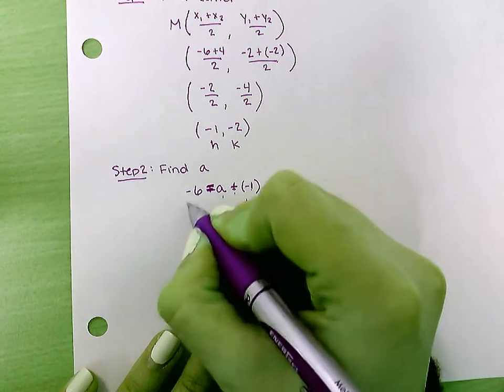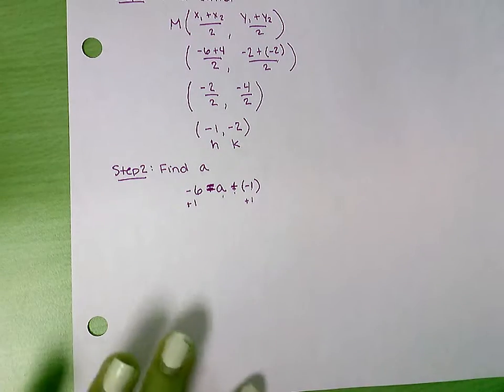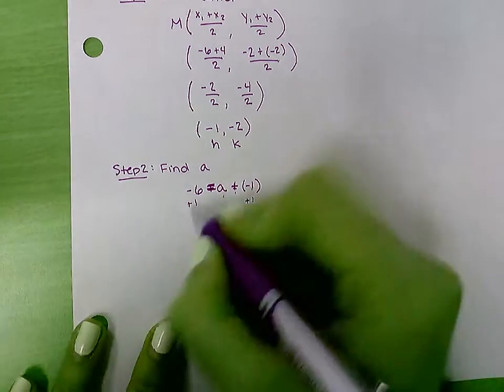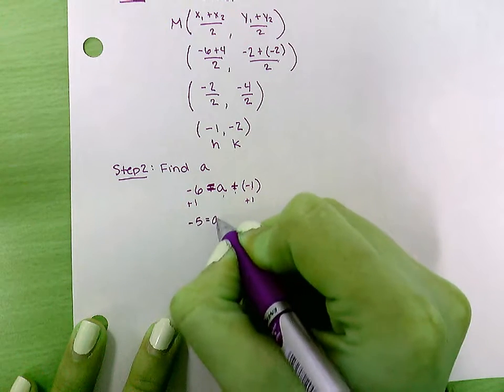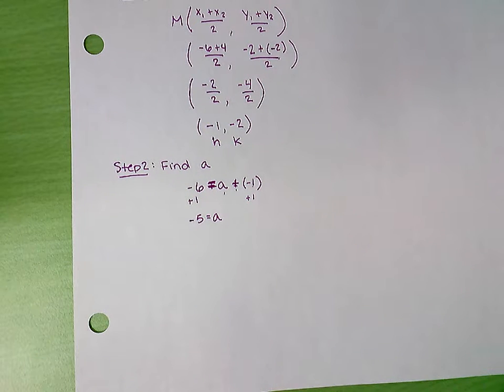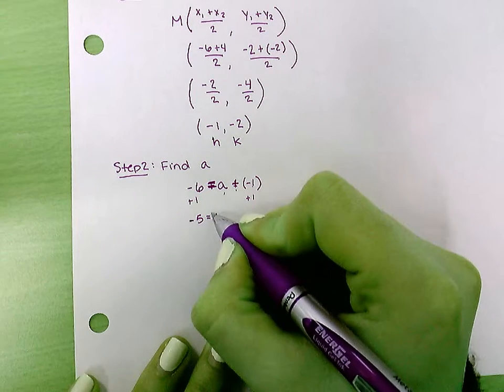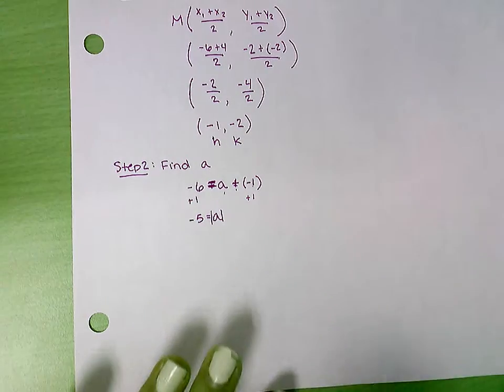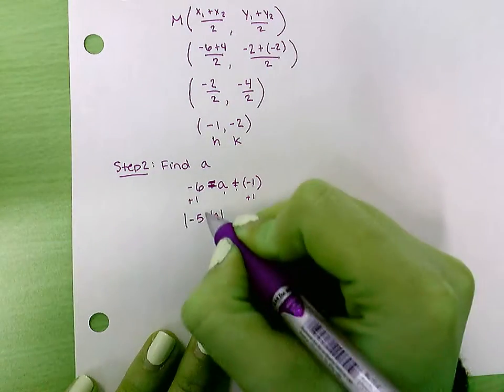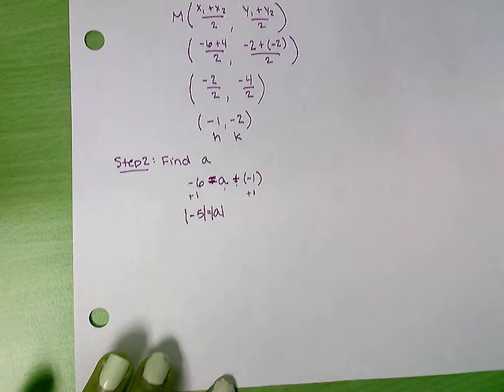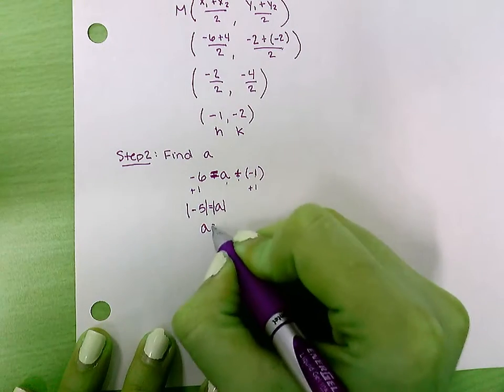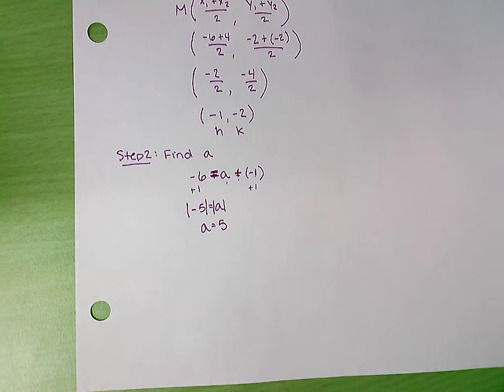I need to add 1 to both sides. Now, for our a and b values, these are always going to be positive. So you're going to have the absolute value of a. So we're going to take the absolute value of -5, which is 5. So a will equal 5.